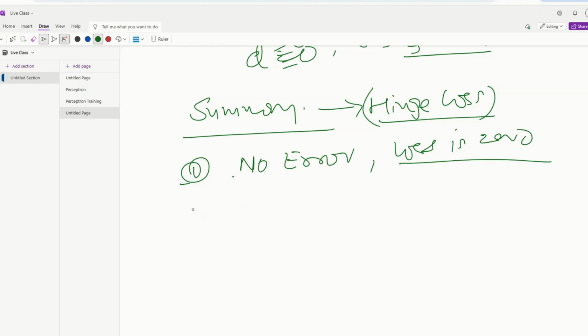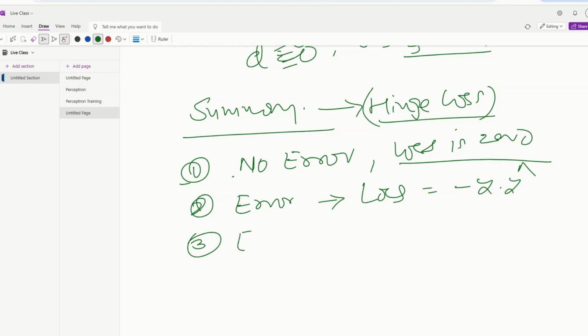Second case, if there is an error, then we have a loss. The loss, we know, is minus y times y predict. And third case, I established that if there is an error, then loss is directly proportional to d. This is a very important concept.